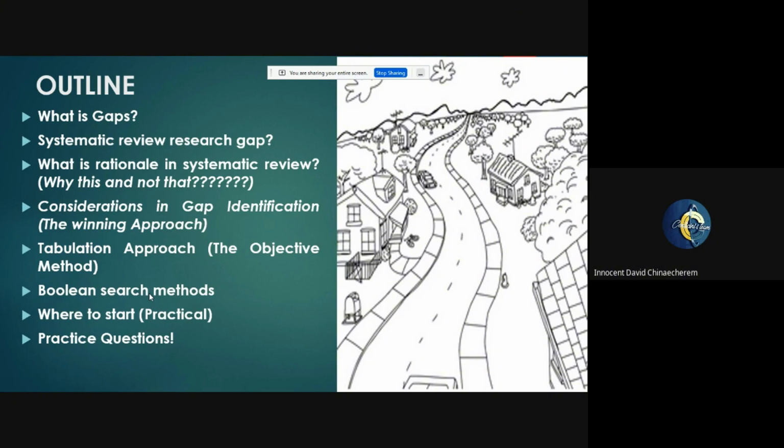Then where do we move from here, after we've identified the gap? That is where the practicals come into play. So if you're listening to us, this is just going to be one of those basic but very tactical aspects of research that we find very difficult to conduct.